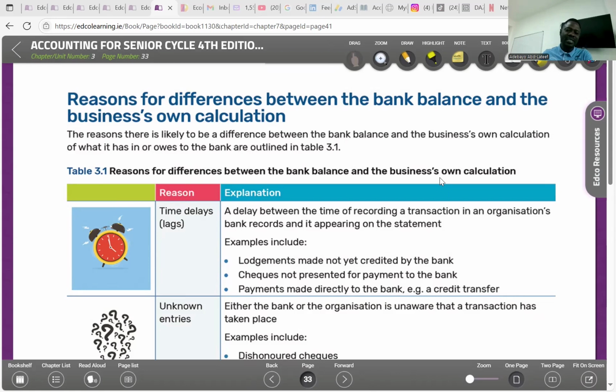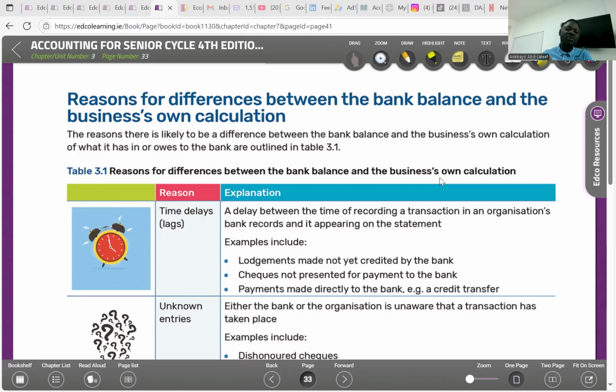So what I'm simply saying is that if there is an unpresented check to the bank, an individual might have issued a check to a supplier, which means the bank should debit the business in its bank account, but the bank has not debited the individual. On the other side, the business has taken that amount of money from its own account. So when the bank statement is dispatched, the bank balance will be more than the business's own balance.